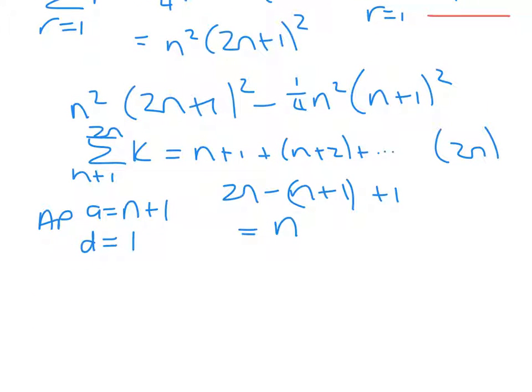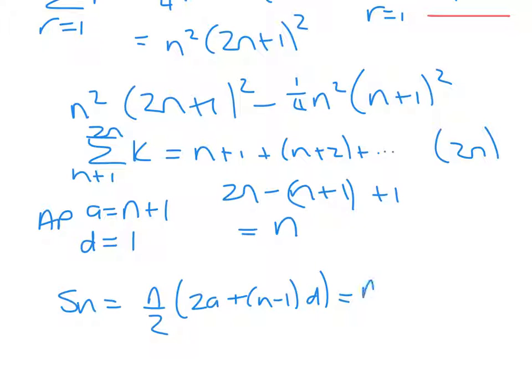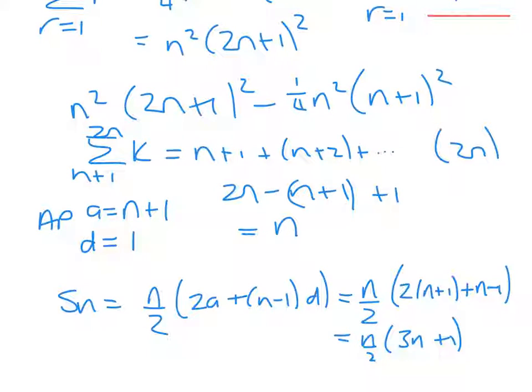So the sum of n is n over 2 upon 2a plus n minus 1 times d. So that is going to be n over 2, 2 times n plus 1 plus n minus 1. So n over 2, 2n plus n is 3n plus 2 minus 1 plus 1.